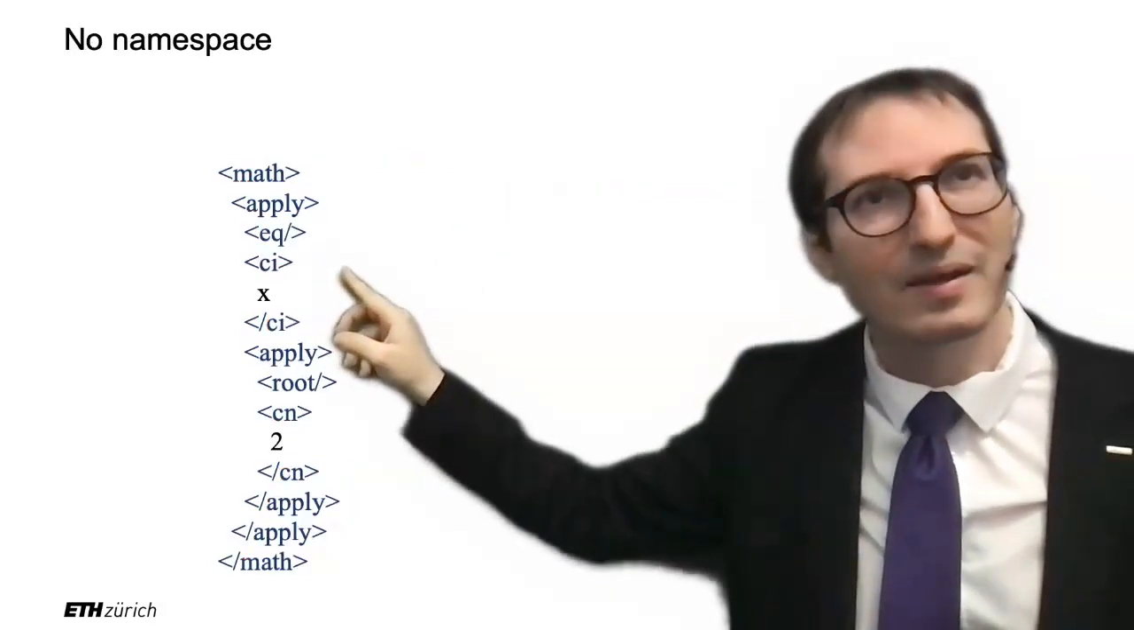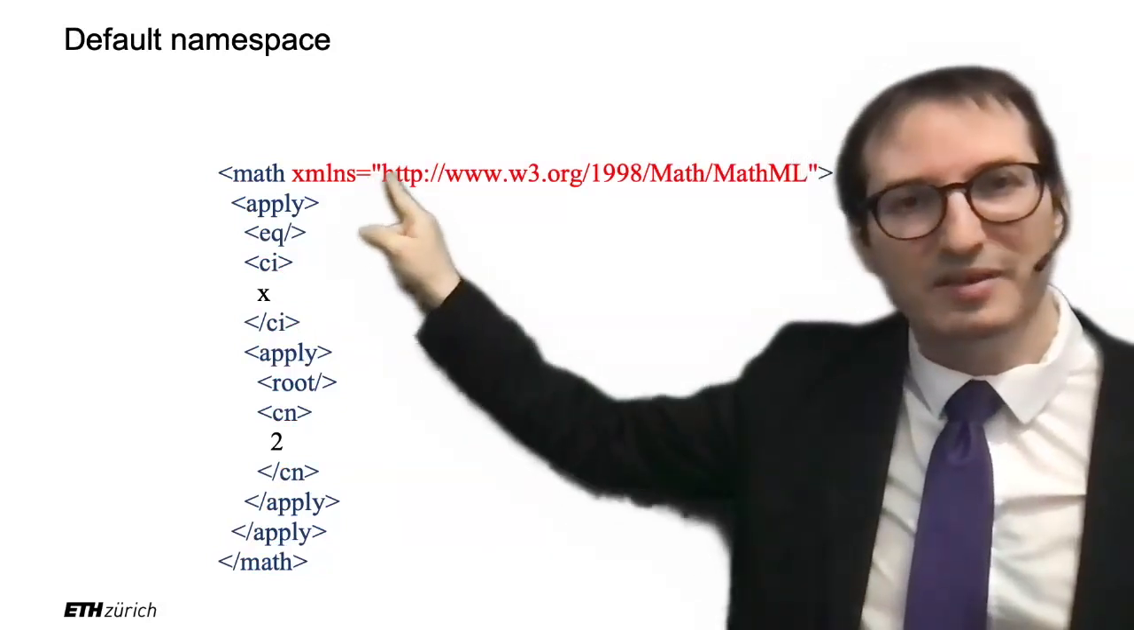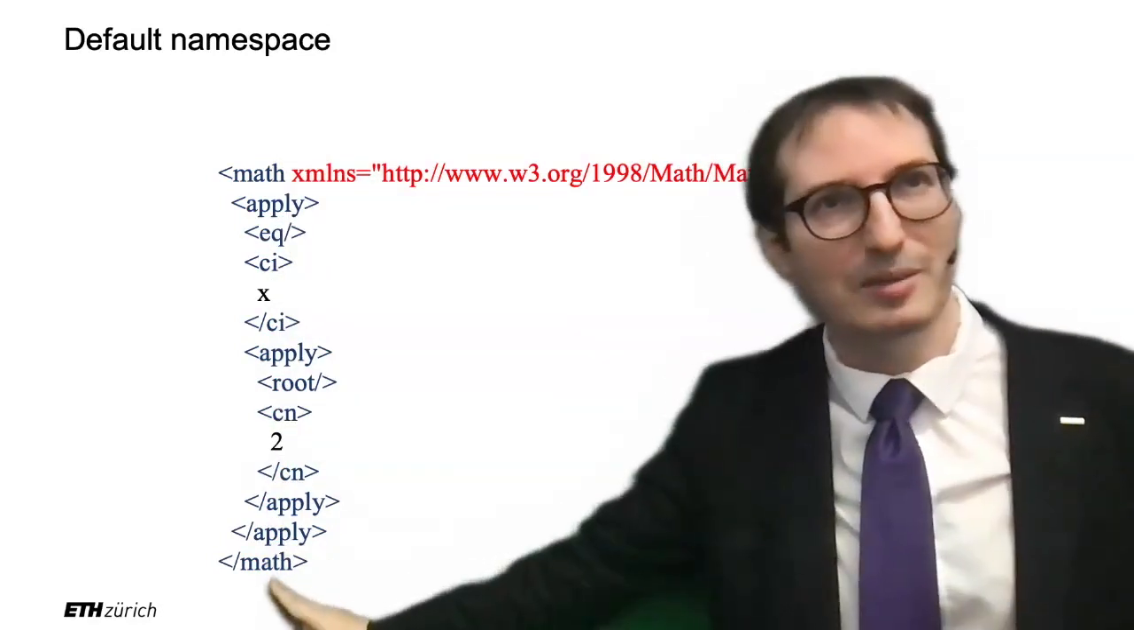Okay. Here it's not a namespace that everybody is using. It's just, I see, sorry. Yeah. So this is basically saying that this is the namespace of all these elements here.